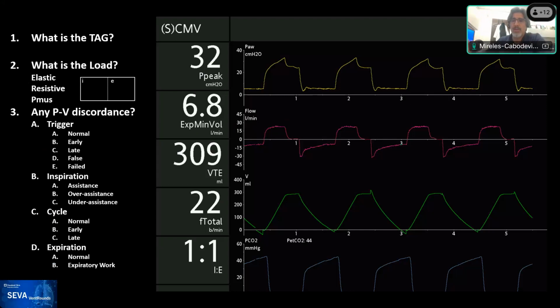There you go. Thank you, Fernando. So Fernando jumps into the group that recognizes this as being volume control, CMV, S. And so just to dissect a little bit, there are some things that we teach on this when we talk about volume control, that because of the way that this ventilator has the sensor, it may not look identical to the way that an ideal waveform would look.